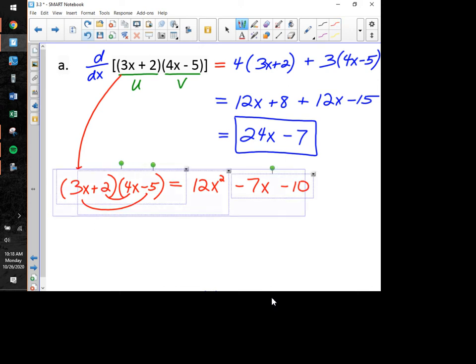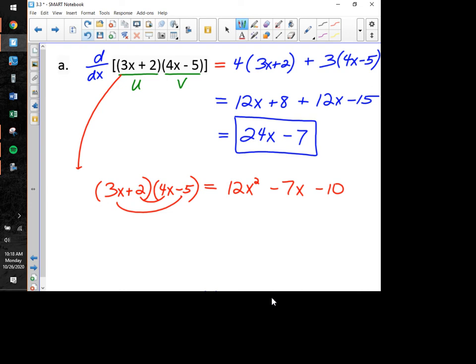If I were to say that the original function here was f of x, let's do it that way, then I would say the derivative of that, f prime of x, would equal, well, we already know how to take the derivative of an expanded polynomial. That's just the power rule. The derivative of 12x squared is going to be 24x, the derivative of minus 7x is going to be minus 7, and the derivative of that constant, negative 10, at the end of all that is, of course, going to be 0.